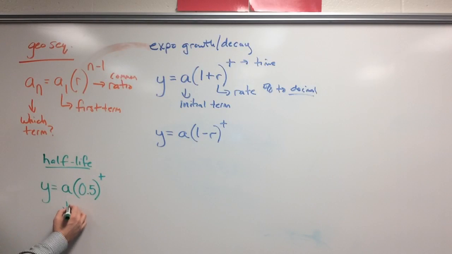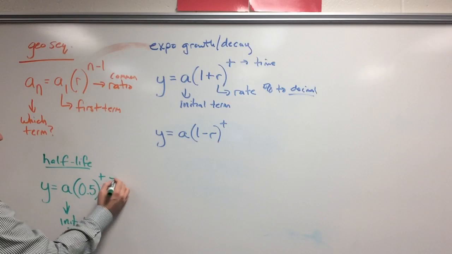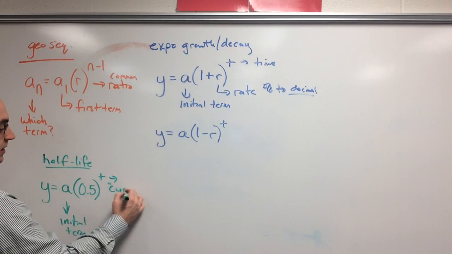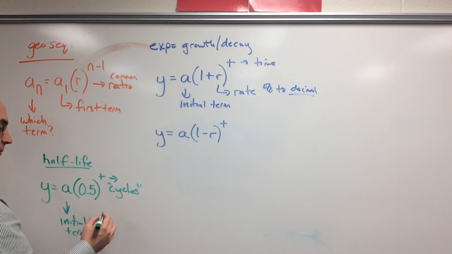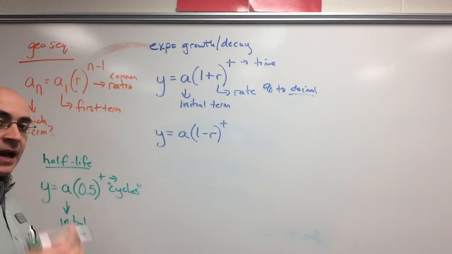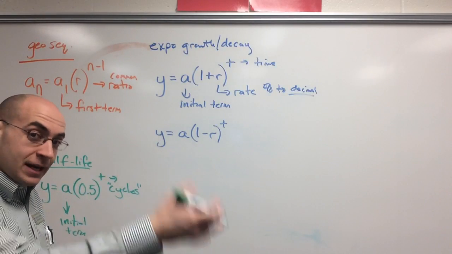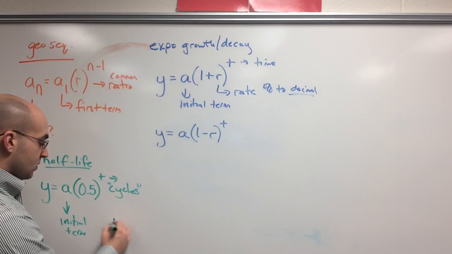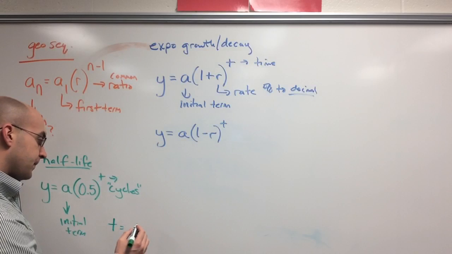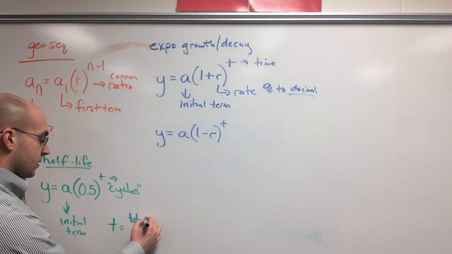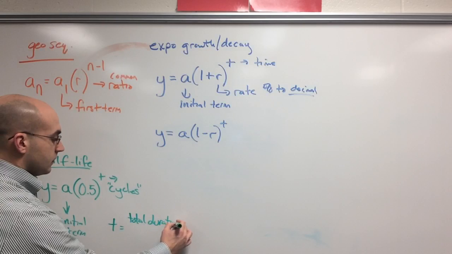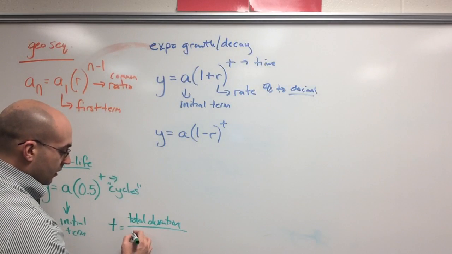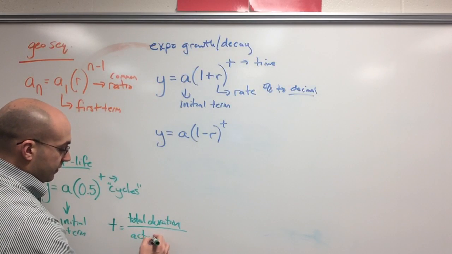So A stands for the initial term, again. 0.5 is always the rate, you don't have to worry about that. And t stands for cycles, that's a Mr. D exclusive. Okay, Mr. D exclusive right here for you, dropping this on you right now again. Cycle stands for how many times the half-life occurs in the duration. So remember that fraction we did to help you remember. So t is going to equal, what did we say, total duration over actual half-life.